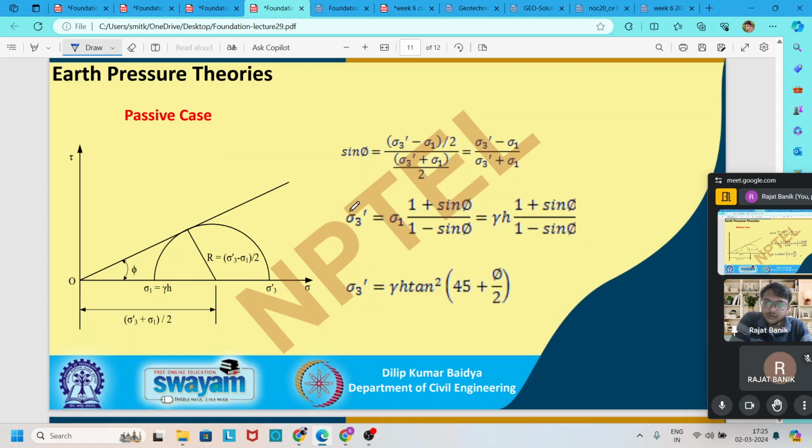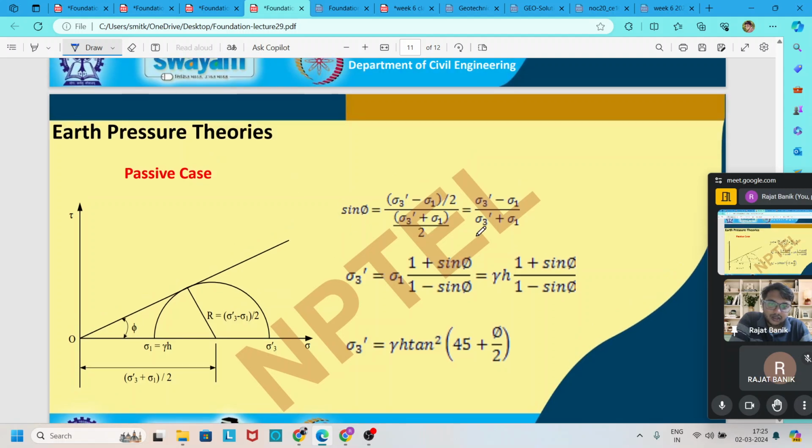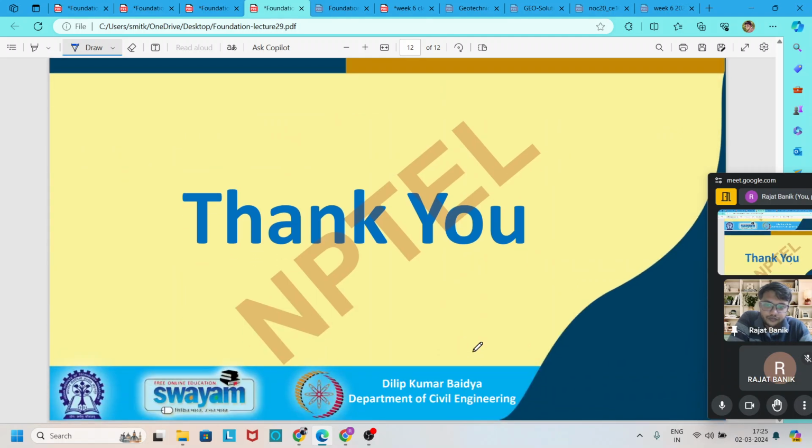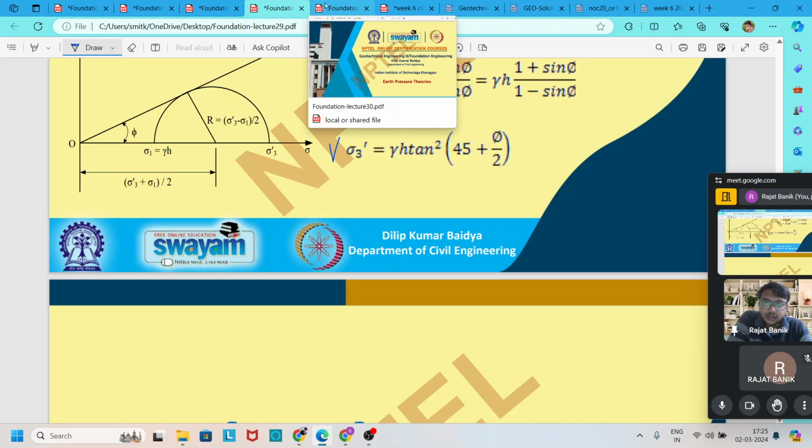Then for passive case, a similar thing is done. In passive case, we know that sigma 1 here is nothing but again sigma v. So we arrange this formula, and it becomes gamma h tan square 45 degree plus phi by 2. So move on to lecture number 30.